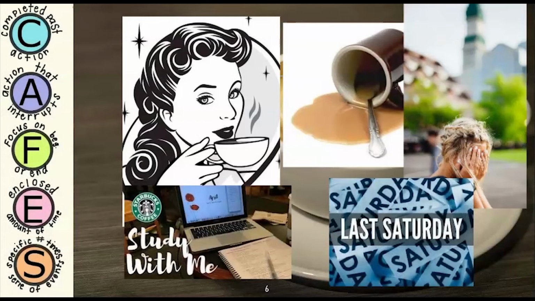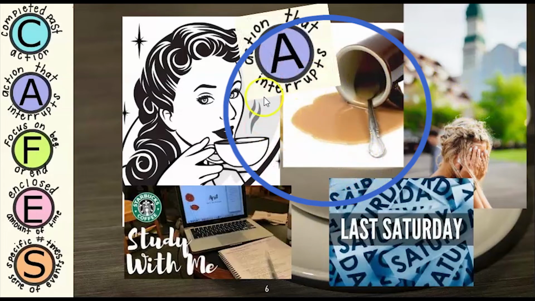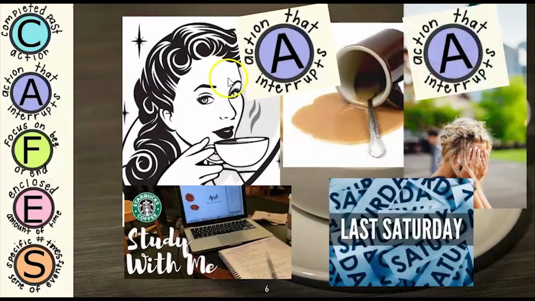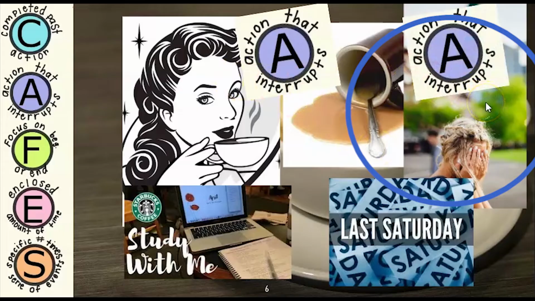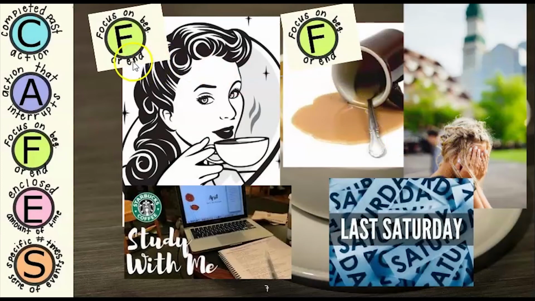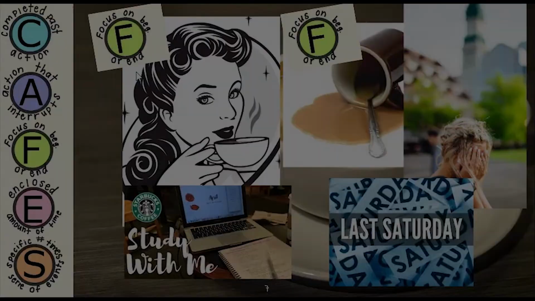Now let's look at A, an action that interrupts. So this is the coffee spilling. Se derramó mi café. And also, when there's a focus on a change in mental state, you will also use the preterite. So me puse triste means I became sad. Focus on beginning and focus on end. Focus on beginning of drinking my coffee. Me desperté a las 6.